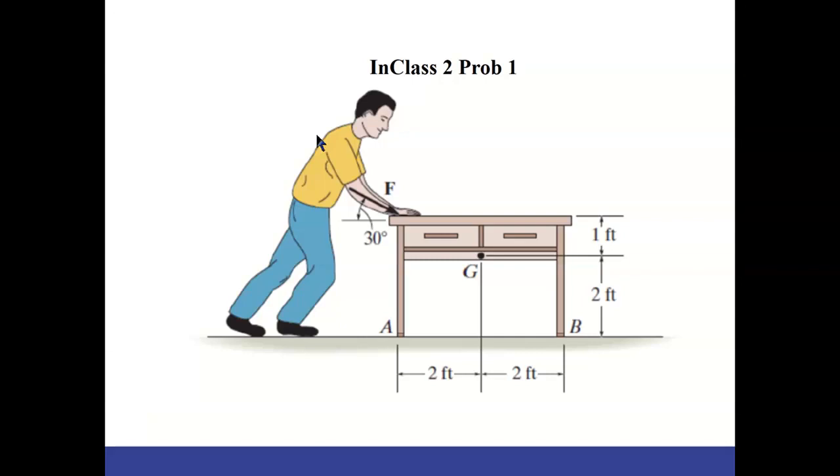For example, this force F, which is the force given by the hands of this person onto the table, is at 30 degrees with respect to the horizontal line. So don't draw it at 30 degrees, but just draw the horizontal and vertical components of the force along with appropriate directions. So pause for a second, and indicate all the forces that you think are applicable in this situation.